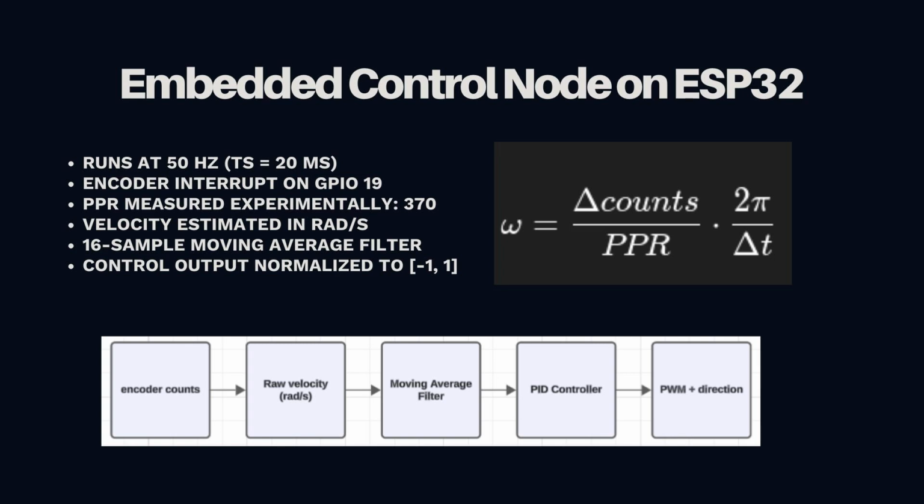The embedded control node runs at 50 Hz, so the sampling time is 20 milliseconds. The encoder interrupt is connected on GPIO19, and the pulses per revolution value was measured experimentally as 370. Encoder counts are converted into angular velocity in radians per second, then passed through a 16-sample moving average filter before entering the controller. The final control signal is normalized in the range from -1 to 1, where the sign determines direction and the magnitude determines PWM duty cycle.